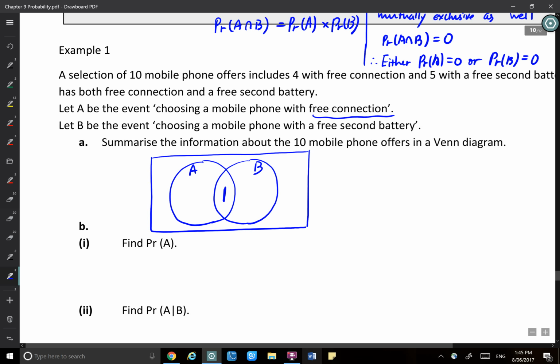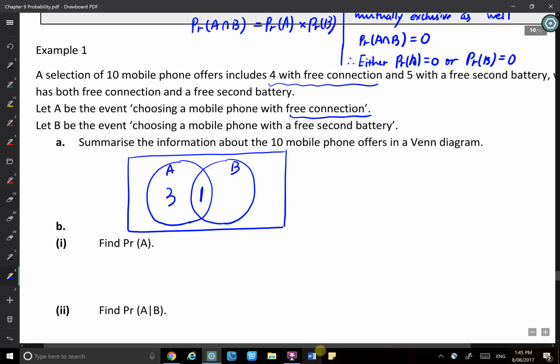So event A is free connection. How many of them got free connection? 4 with free connection, so I will have 3 inside here. 5 with a second battery, so 4 will be here. How many phones in total? 10. That's 8, so I have 2 outside.